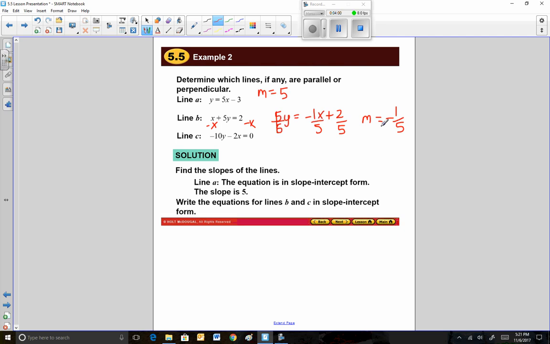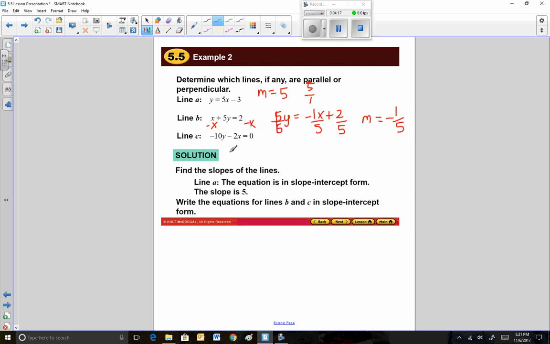This line and this line are perpendicular. How do I know? Because 5 for the slope could be written as 5 over 1. Flip it. This one's positive, this one's negative. They're opposite in every way. That makes these two lines perpendicular.